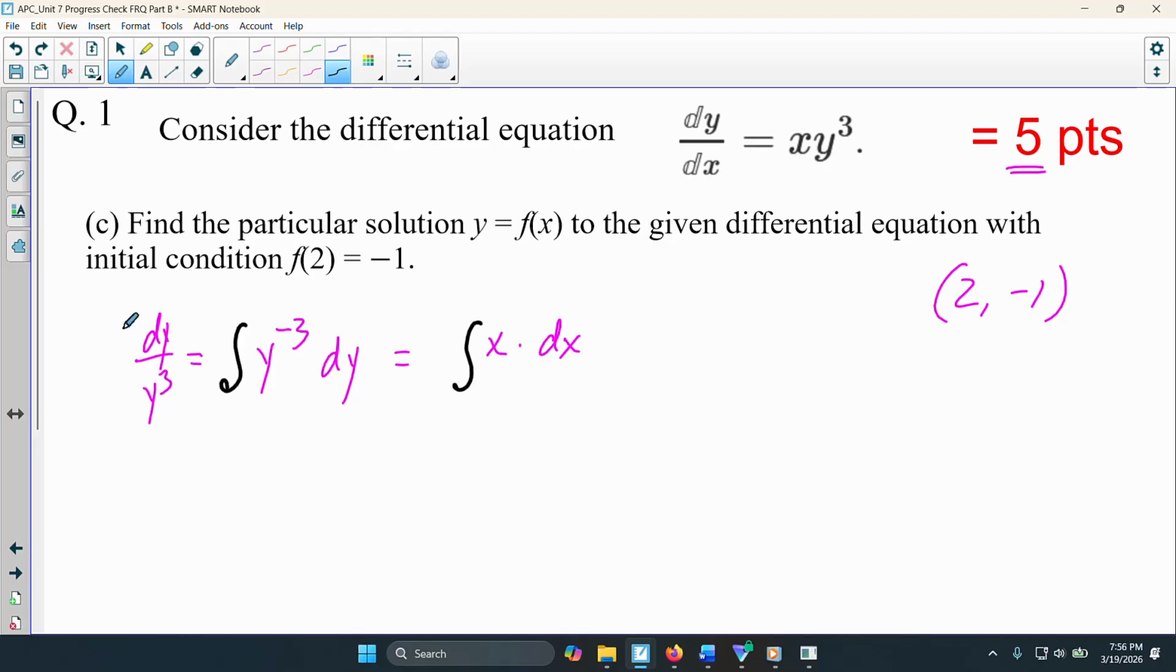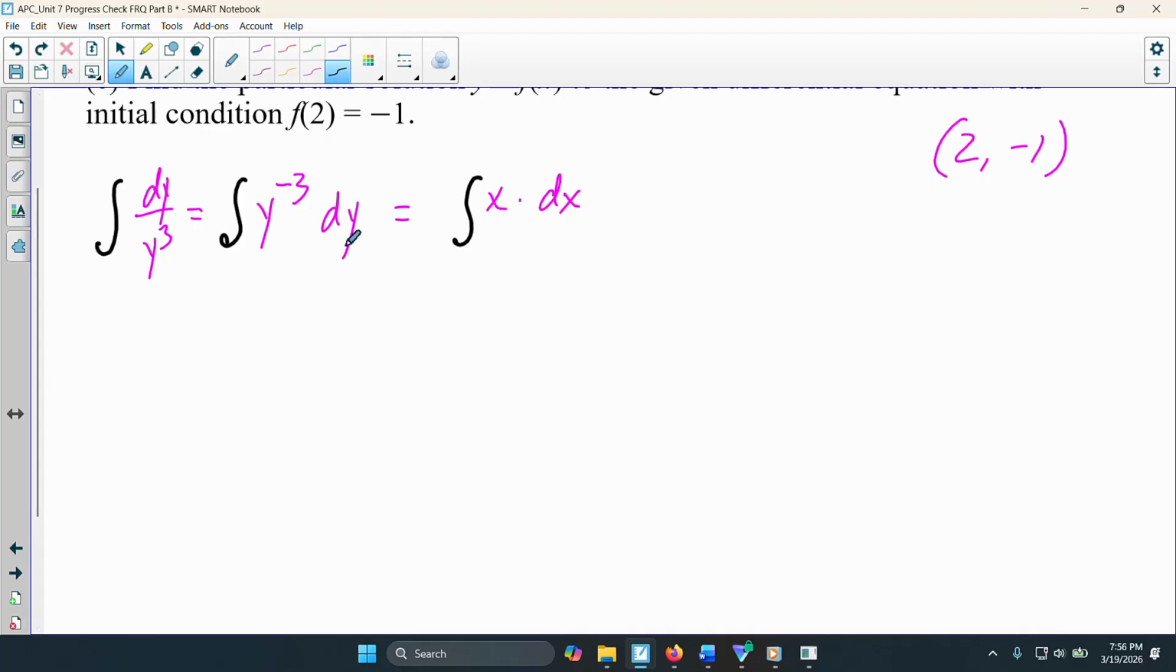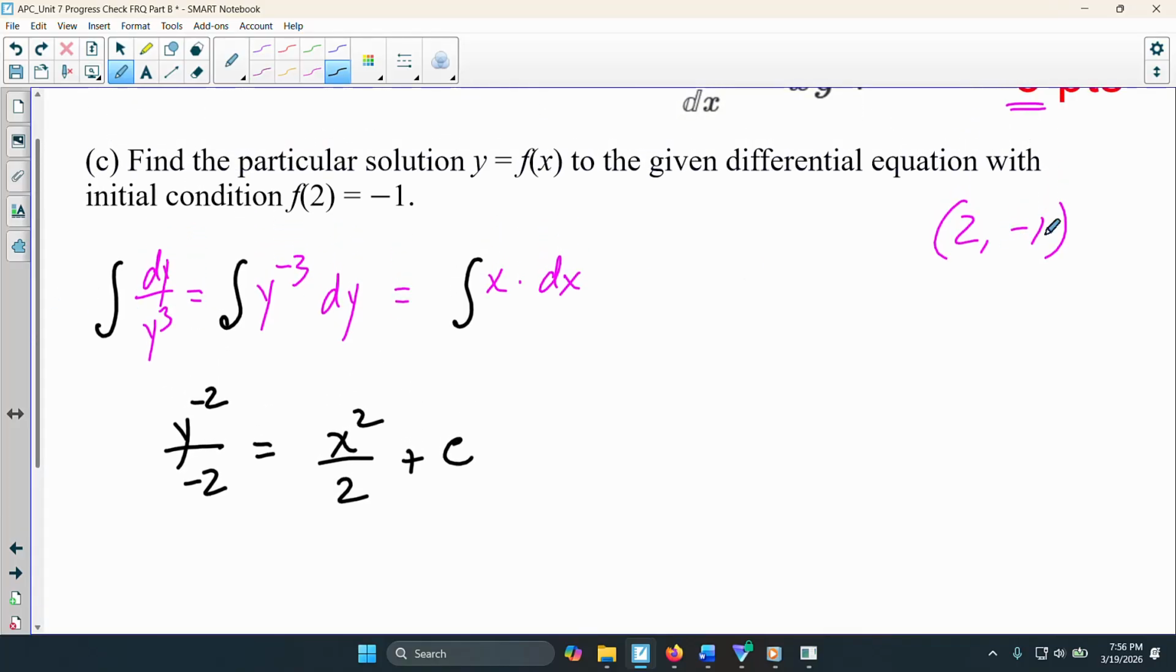It's really the same thing, just rewritten. So power rule, right? It's just a straightforward power rule. Add 1 to the exponent: y to the -3, add 1 becomes -2, divide by -2, equals, power rule here, x squared divided by 2 plus c. Okay, plus c. We're not going to forget that. So now we're going to find the c by plugging values in here and figuring out what c is.